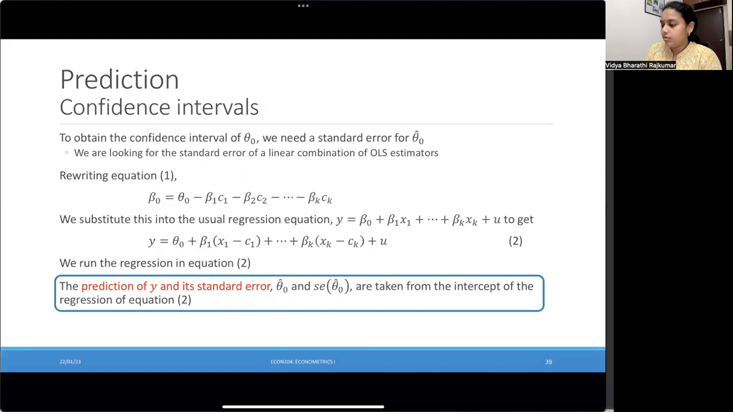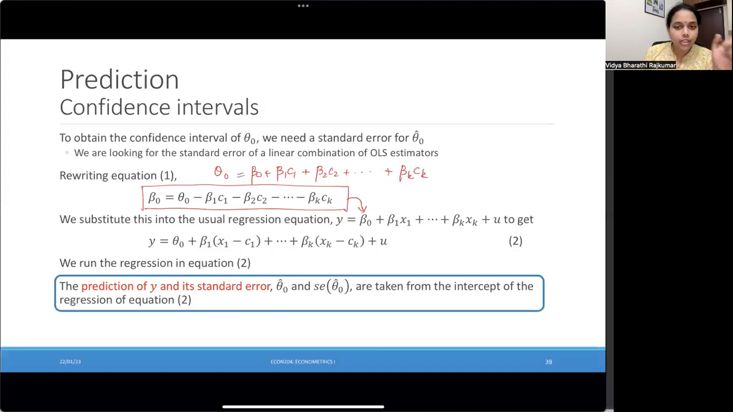Well, we know that theta naught is just beta naught plus beta 1 c1 plus beta 2 c2 and so on up to beta k ck. If I rearrange these expressions, I get this. Now I'm going to plug this into my original regression model. And when I do that, what happens to my original regression model?